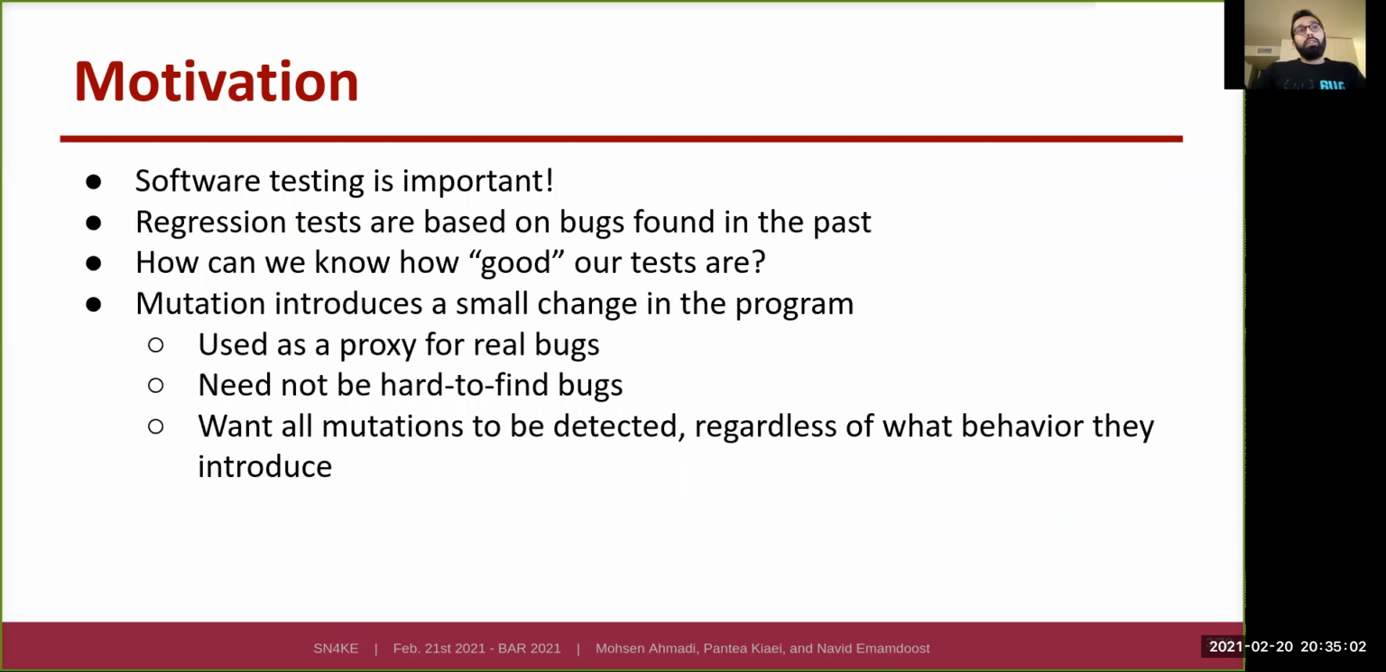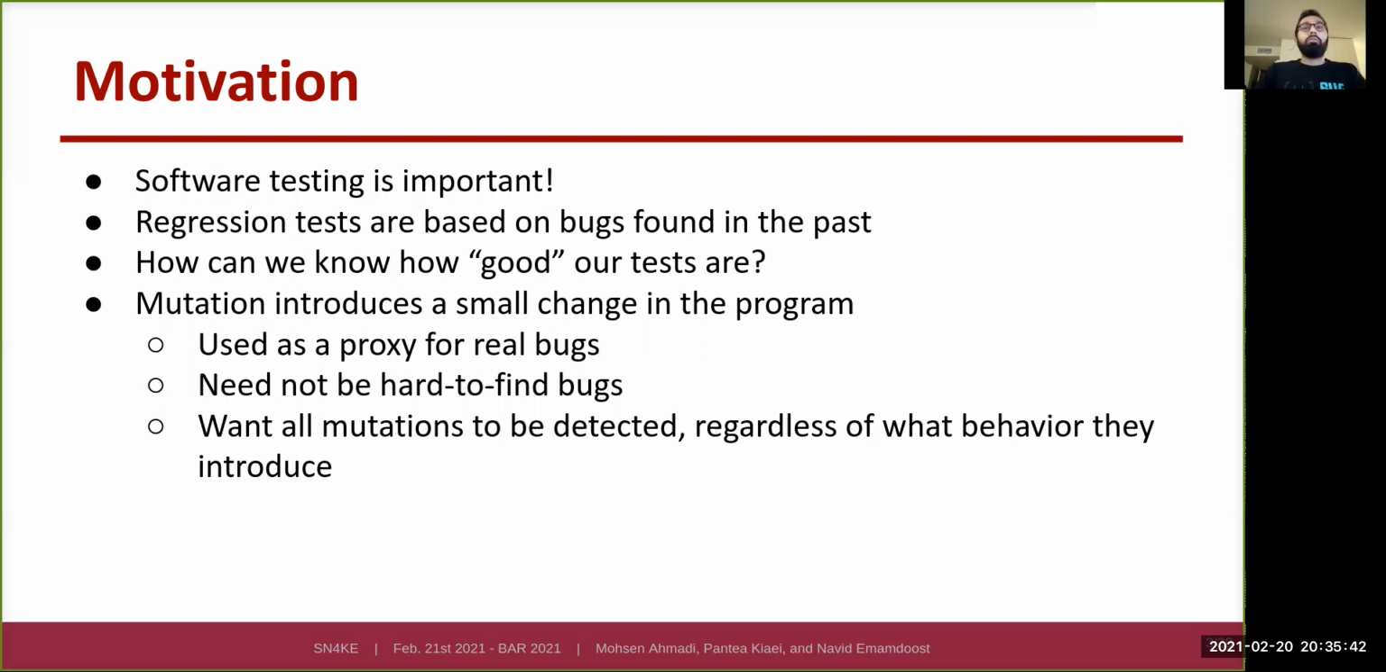Hence, software testing is important. Mutation testing is actually a meta testing. In meta testing, we are testing the test suite. In regression testing, we run tests based on bugs that have been previously found. But a good test suite should not only find the previous bugs, it should be able to catch any kind of bug and also another variant of the program. So when you run the test suite on a variant of a program, which is actually a mutated version of the program, it should kill that variant and it shouldn't pass.